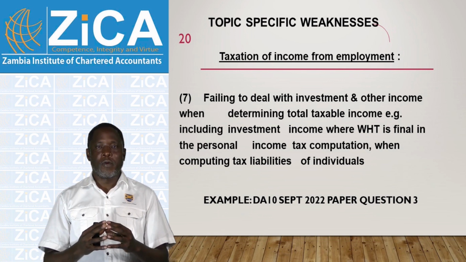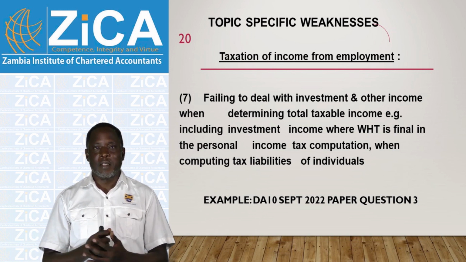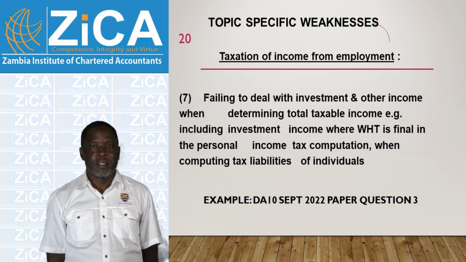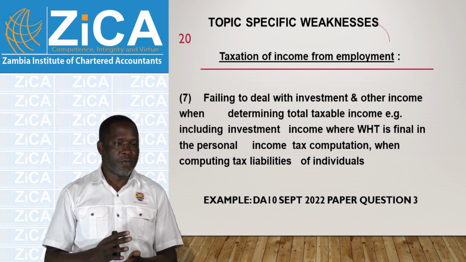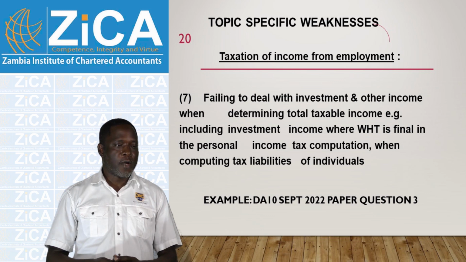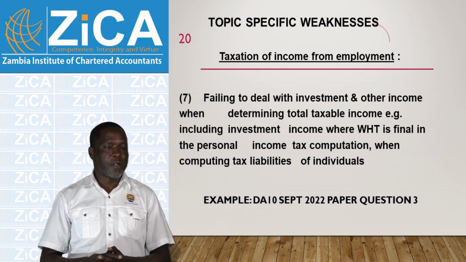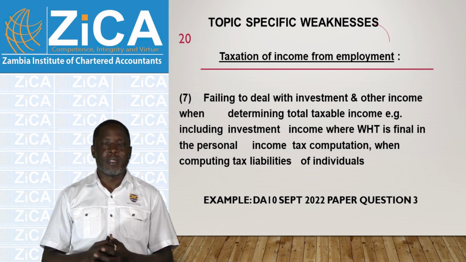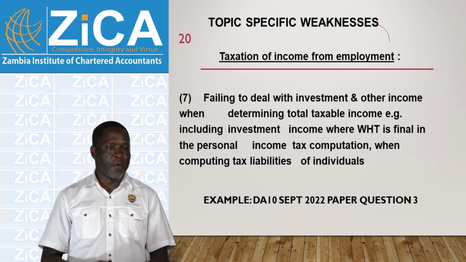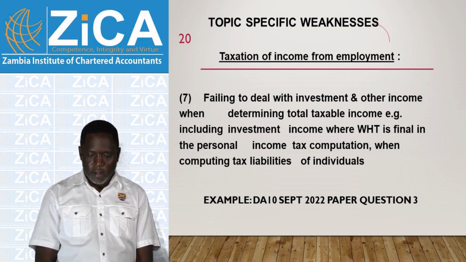So in the personal income tax computation, we must never include investment income received by an individual which suffers a final withholding tax. We only include investment income which suffers a withholding tax which is not a final tax. So we are going to look at another example. This one we are getting it from the DA10 September 2022 question paper, so that we illustrate how we are supposed to deal with investment income received by an individual in employment. So we look at an example from the DA10 examination paper for September 2022 sitting.